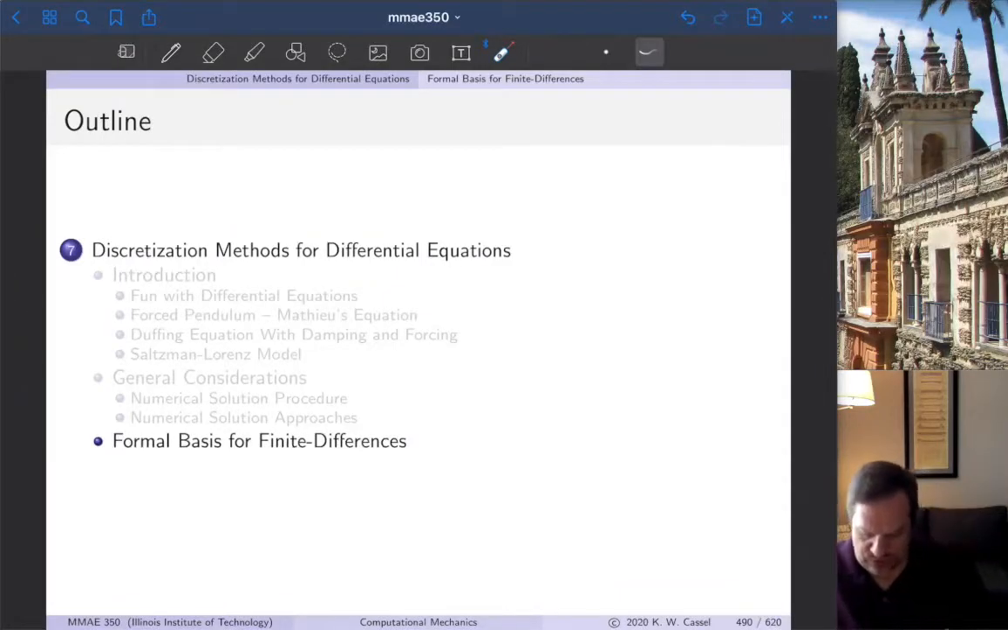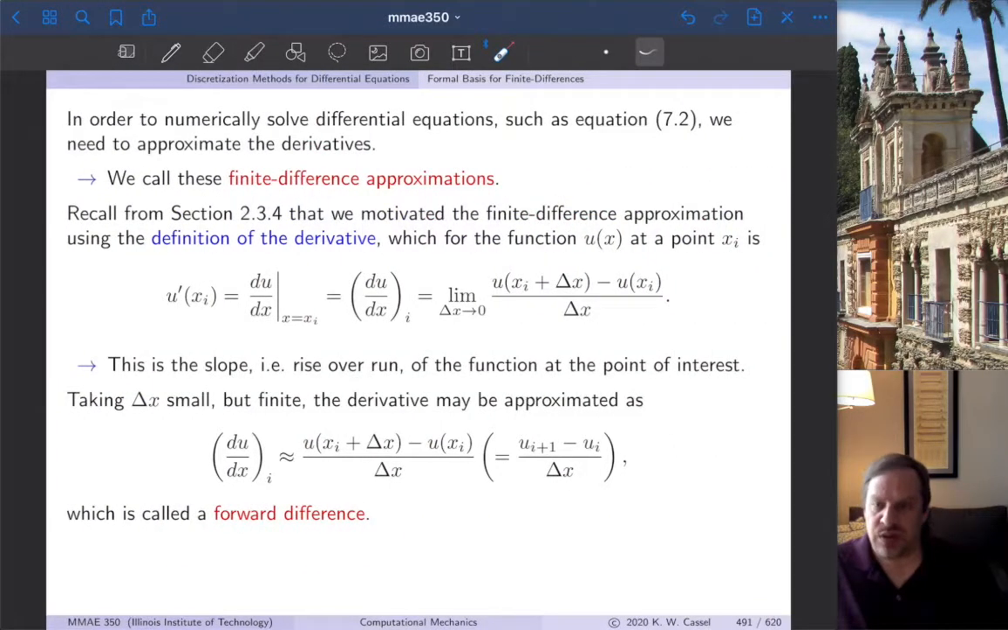Alright, enough with the introductory material that we've been discussing so far. In this video, we're going to look at the formal basis for finite differences. We've motivated it intuitively from the definition of the derivative, which I'll remind you of in the next slide. We just did it in the previous video, but I'll remind you again. Then we'll look at how Taylor series can be used to formally derive these. They are called finite difference approximations.